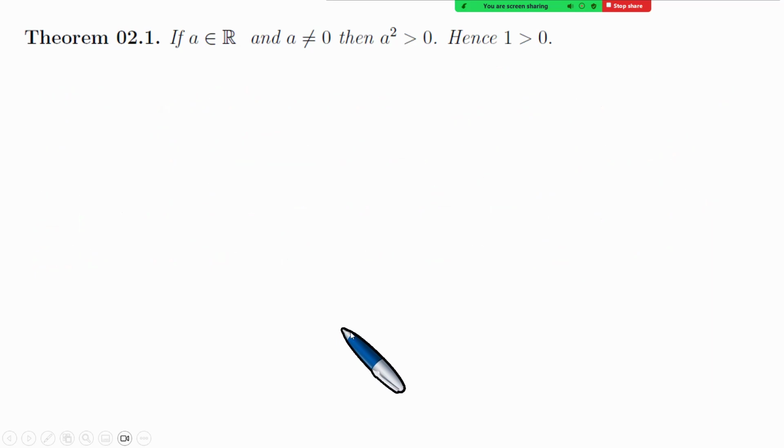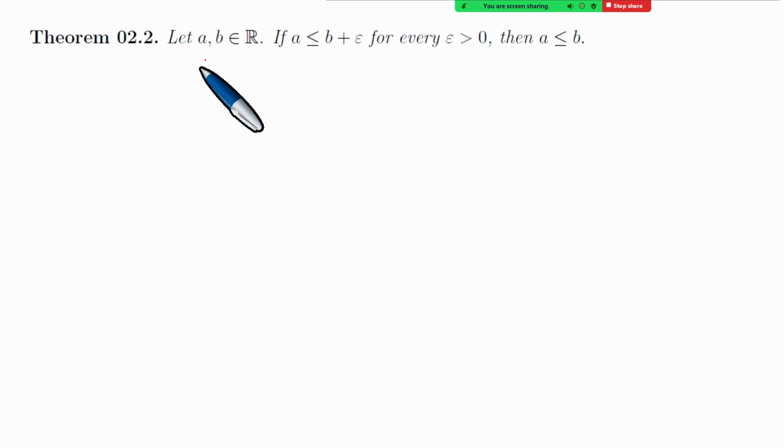Okay, so the next one would be: let a and b be real numbers. If a is less than or equal to b plus epsilon, for every epsilon positive, then a is less than or equal to b. Let us prove this. Let's look at the proof.